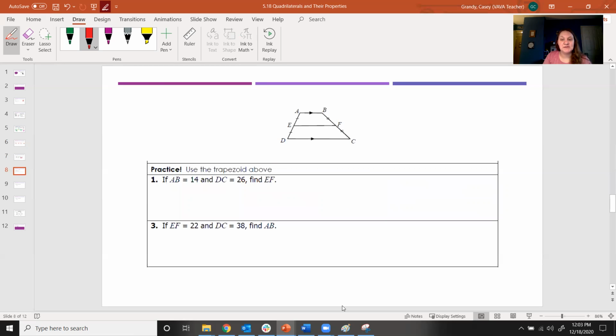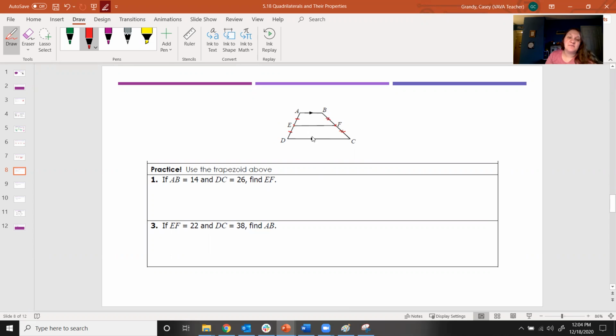Okay, let's look at this one. So in this one, I know that EF is a midsegment, and how do I know that? Well, E is the midpoint of AD, and I know it's the midpoint because I've got two congruent pieces here. And F is the midpoint of BC, and I know that because these pieces are congruent.